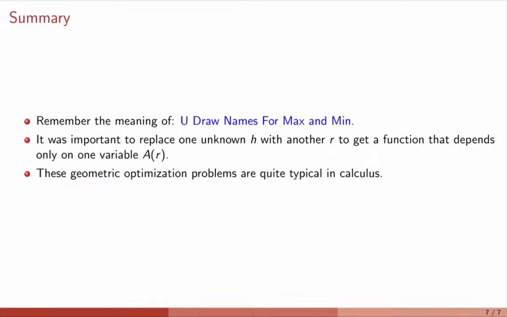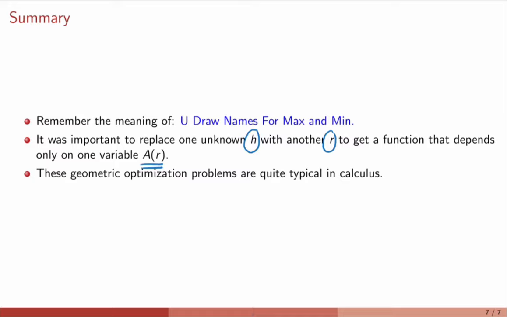Let me summarize a bit. We were guided by our saying, you draw names for max and min. It was important to replace one unknown h with another unknown r to get a function that only depends on one variable, a of r. Now, here you could have chosen differently. You could have replaced r by h, and then you get a function which depends on h. Same story, should also work.